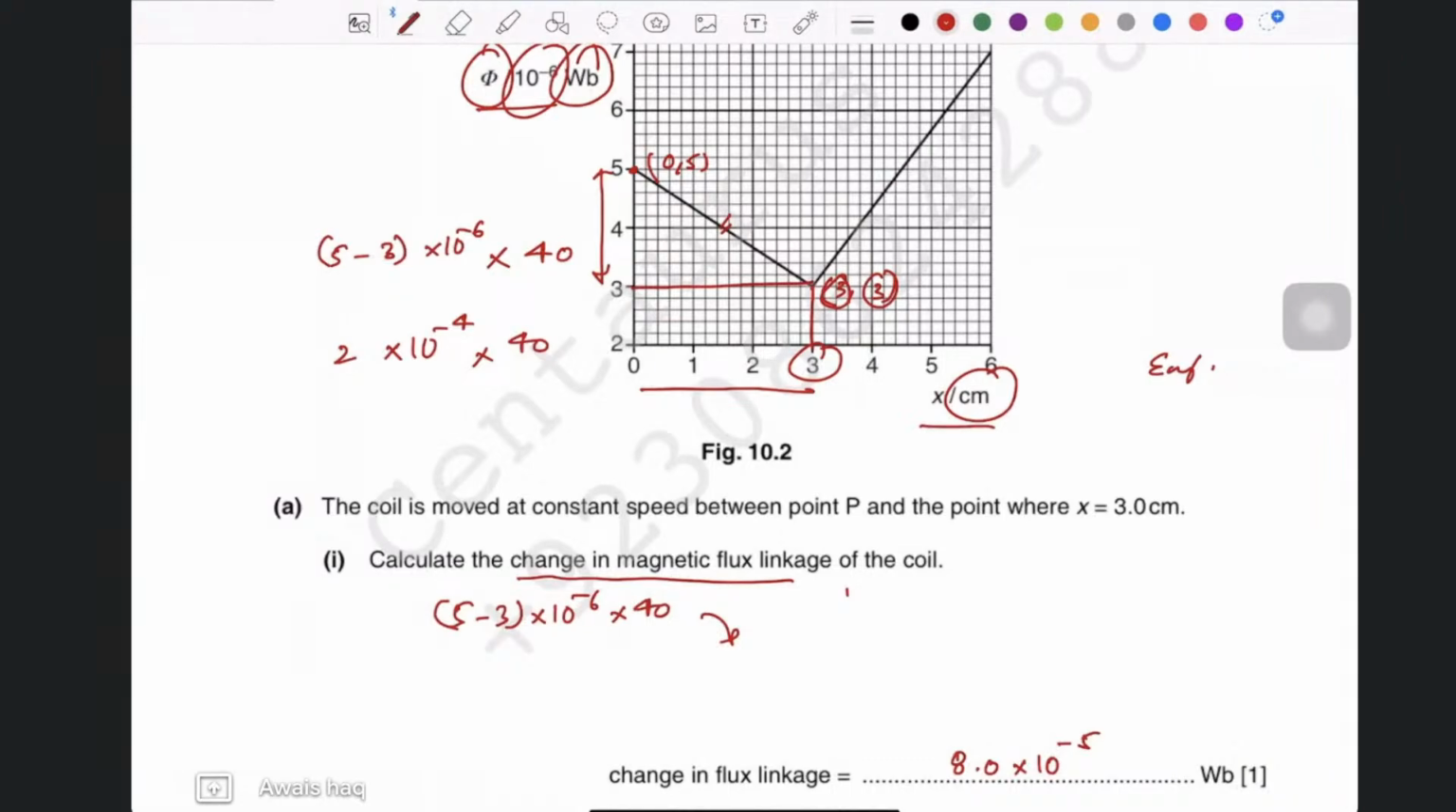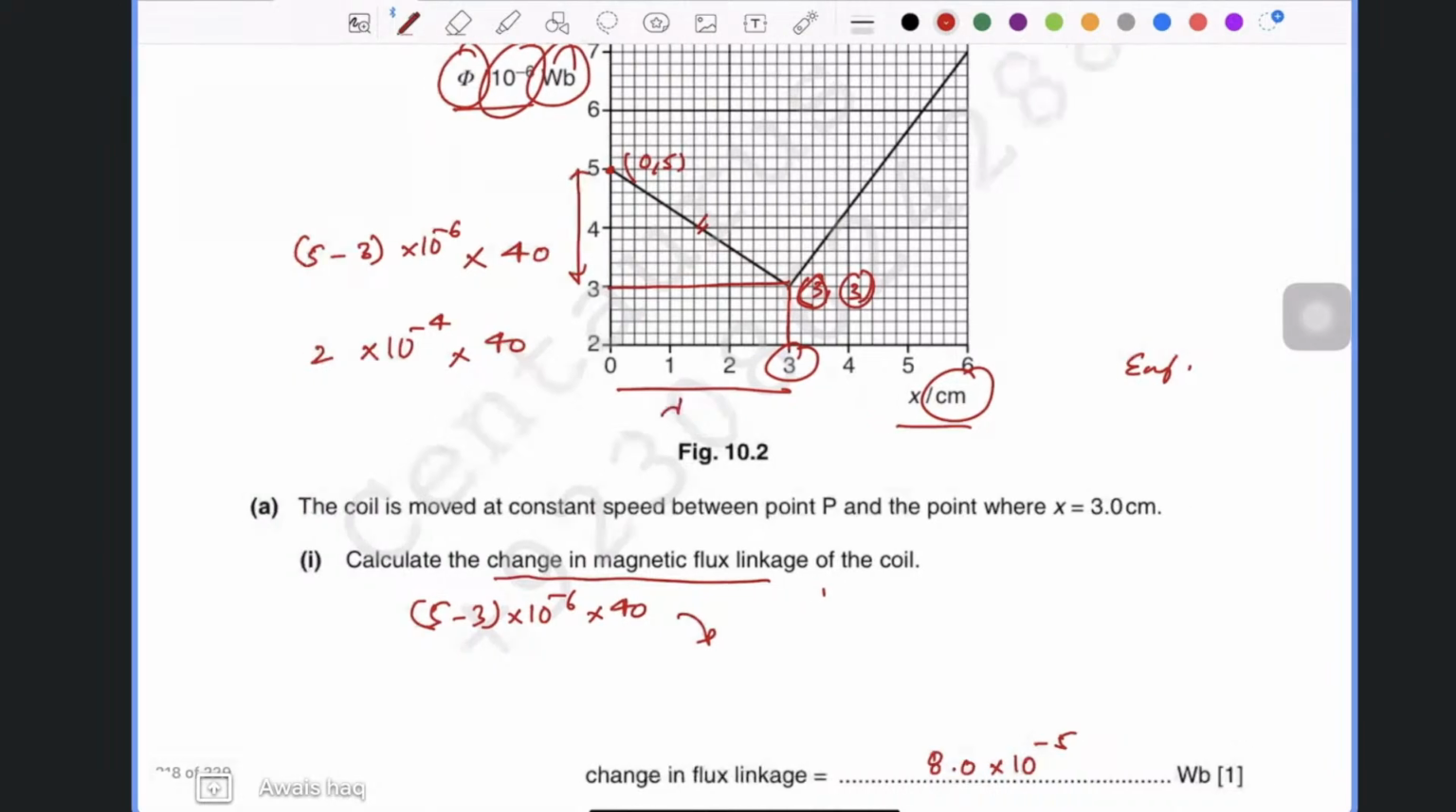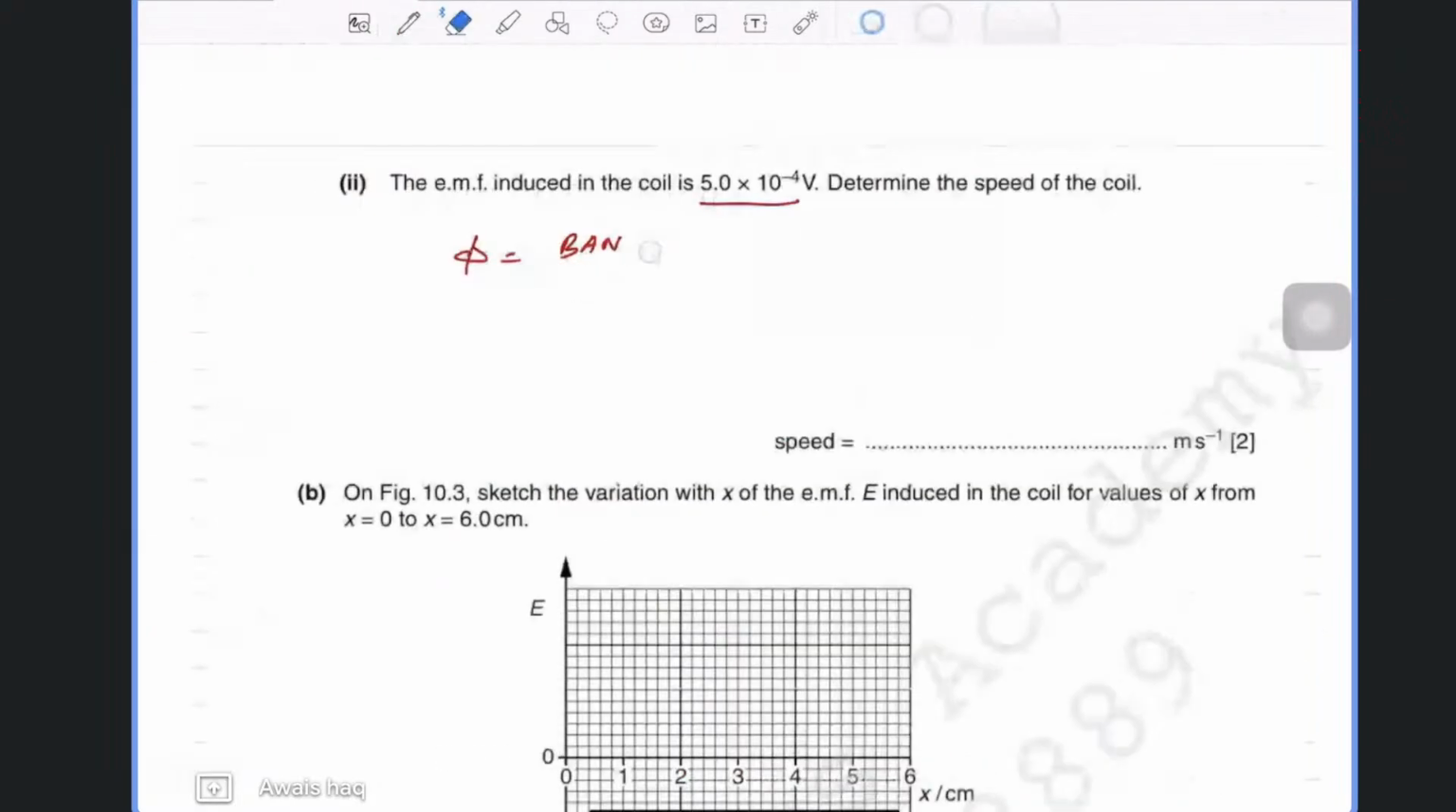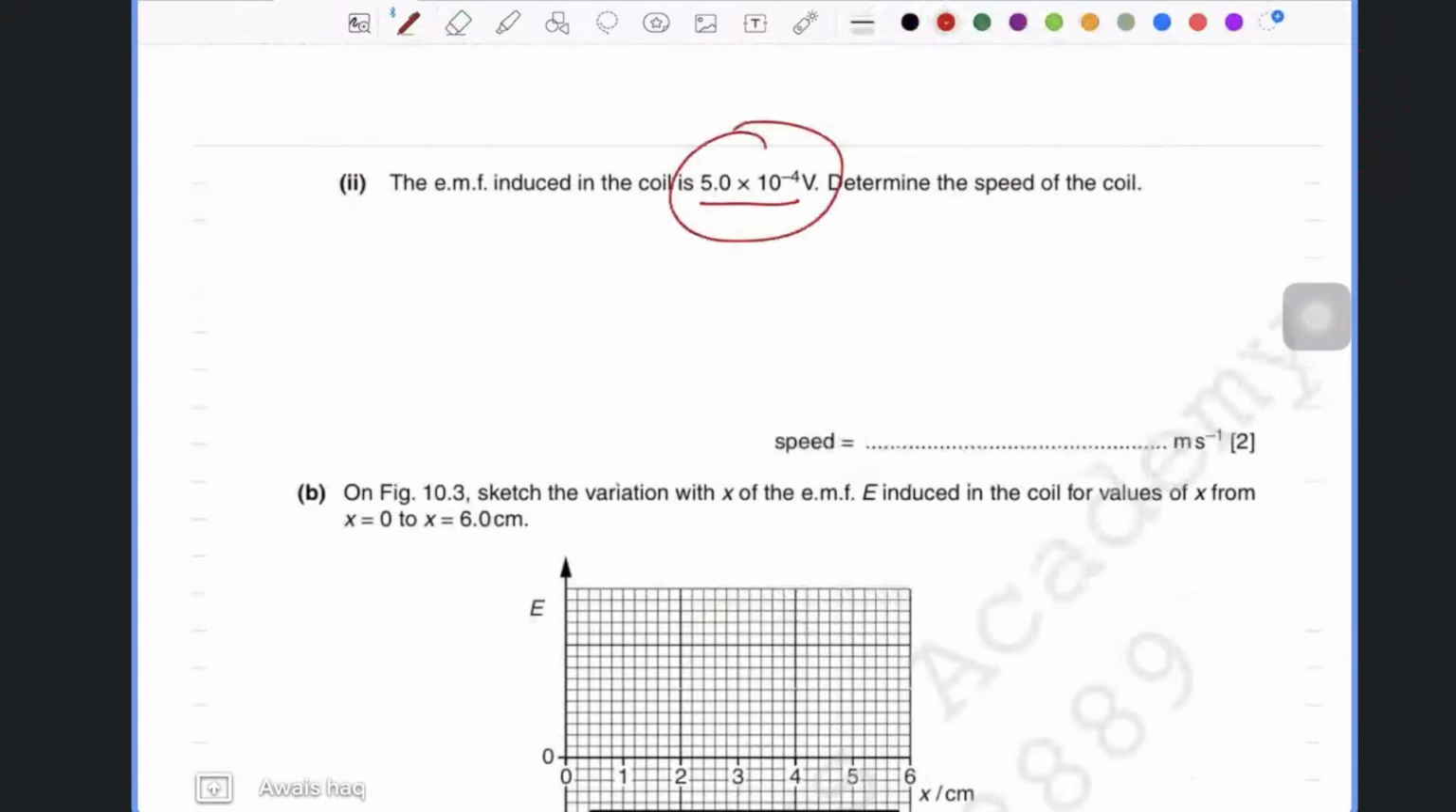Yes, sir. Okay. Now, this is the distance it has traveled: 3 centimeters. Now it says this is the voltage. So voltage is given, and we just need time. So EMF is given by change in magnetic flux linkage over time. So we can find time. The change in magnetic flux linkage we found to be 8.0 times 10 raised to minus 5 divided by EMF, which is 5.0 times 10 raised to minus 4.